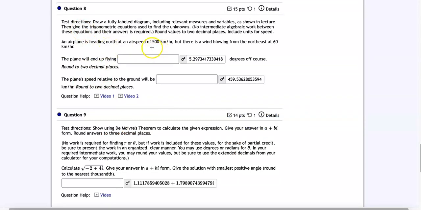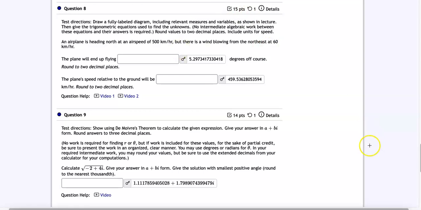that's heading 500 kilometers per hour. The 500 kilometers per hour at due north is a vector. It has magnitude and direction. Also, the wind blowing from the northeast at 60 kilometers an hour. Pay attention also to the fact that the wind could be blowing from the northeast, the northwest, the southeast, the southwest, and I would recommend practicing a variety of different scenarios so that you can prepare yourself for the correct diagram.